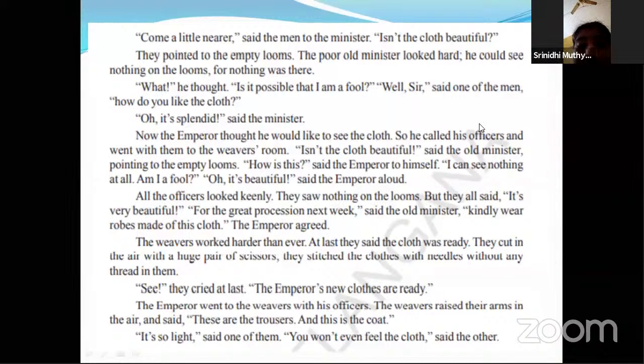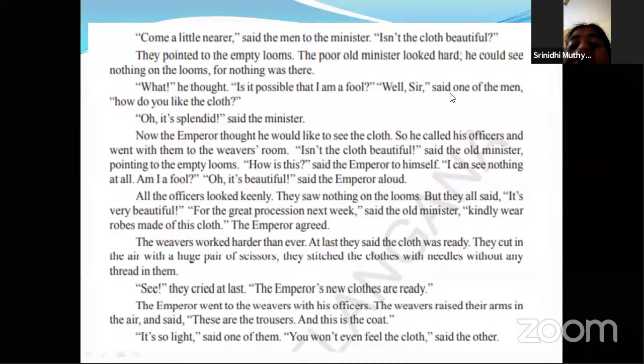Many years ago, there was an emperor who was... Come a little nearer. Come a little near, said the men. Is the cloth not beautiful? The minister pointed to the empty looms. The poor old minister looked hard. He could see nothing on the looms, for nothing was there. "What?" he thought. "Is it possible that I am a fool?"